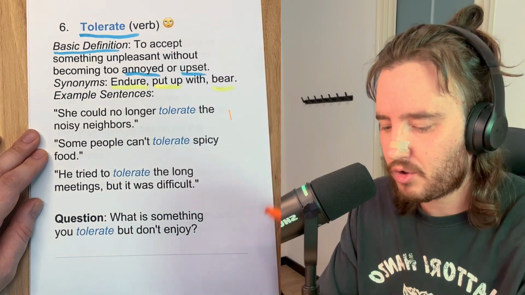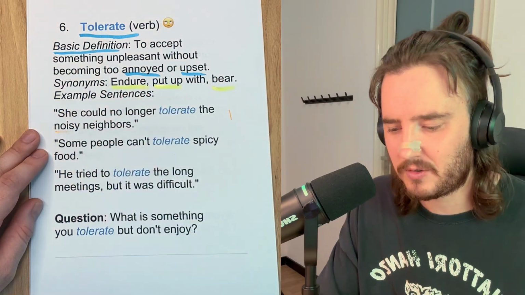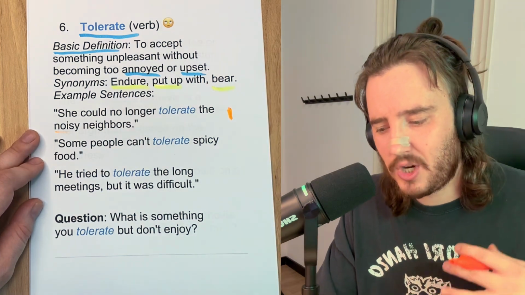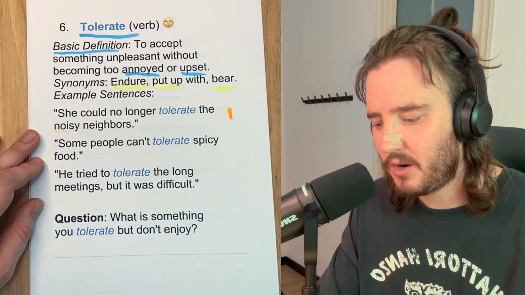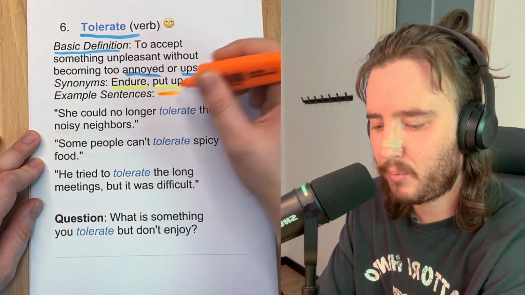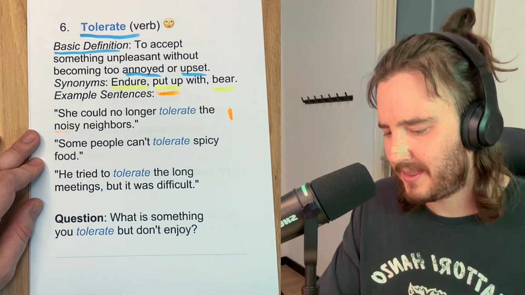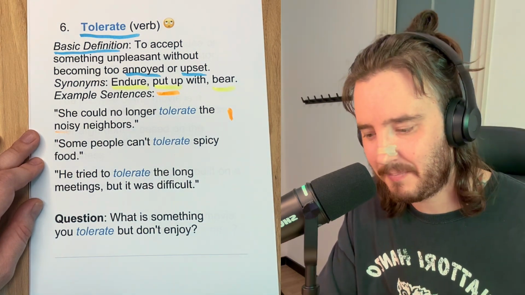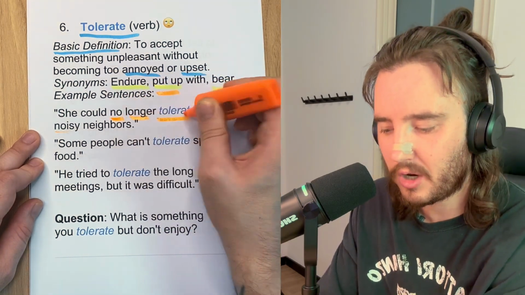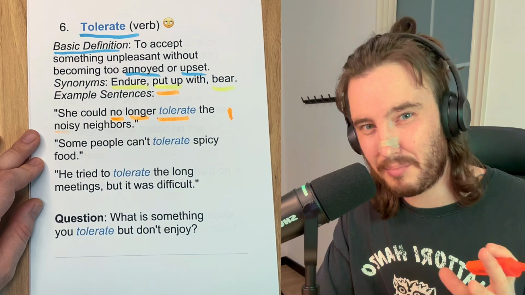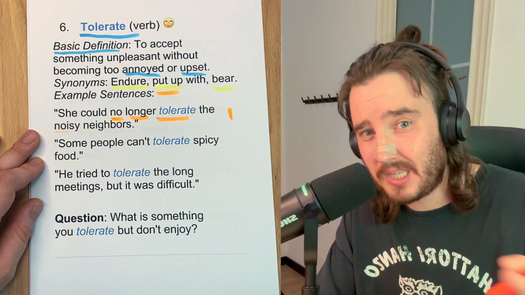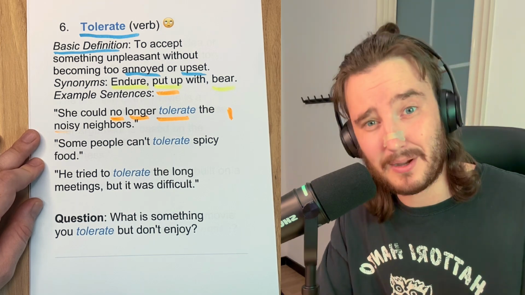She could no longer tolerate the noisy neighbors. So it sounds like in example sentence number 1 here, she had been tolerating noisy neighbors for a long time. She'd been putting up with them for a long time, enduring them for a long time. But guess what? She can't do it anymore. She could no longer tolerate them. She's not going to put up with her noisy neighbors anymore. Maybe she calls the police. Maybe she makes a noise complaint.